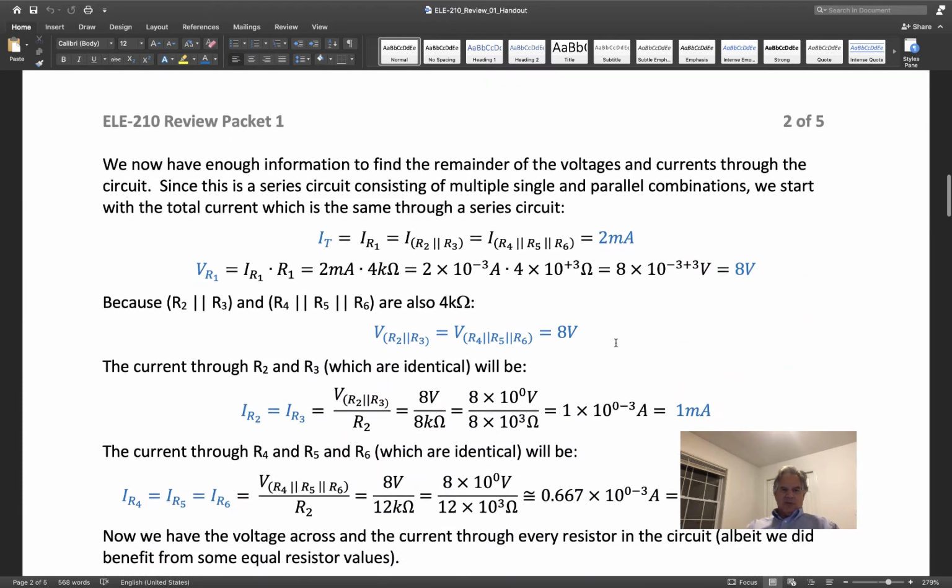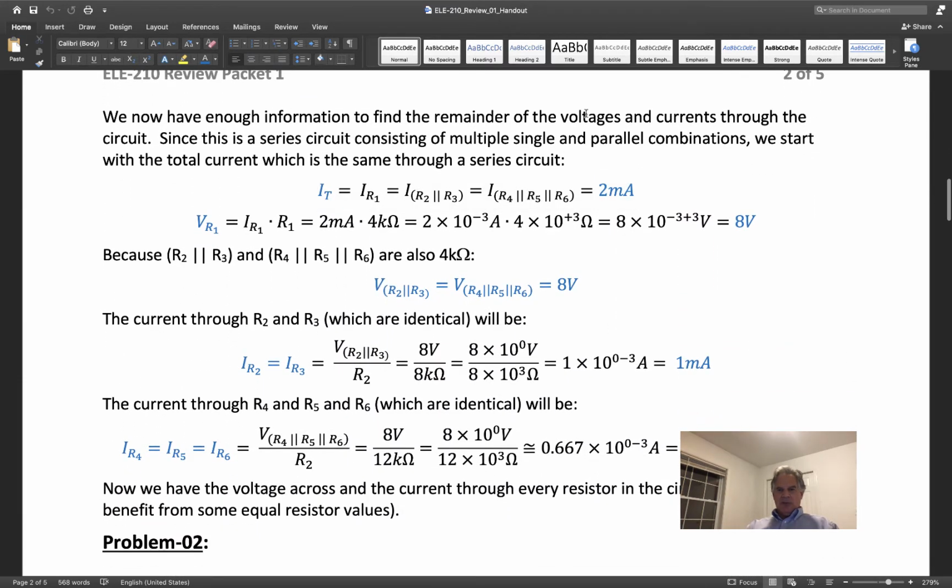And now we have enough information to find the remainder of the voltages and currents through the circuit. Since this is a series circuit consisting of multiple single and parallel combinations, we start with the total current. Series, we recall from Electronics for Technicians 1, that in a series circuit, the current is the same through the circuit.